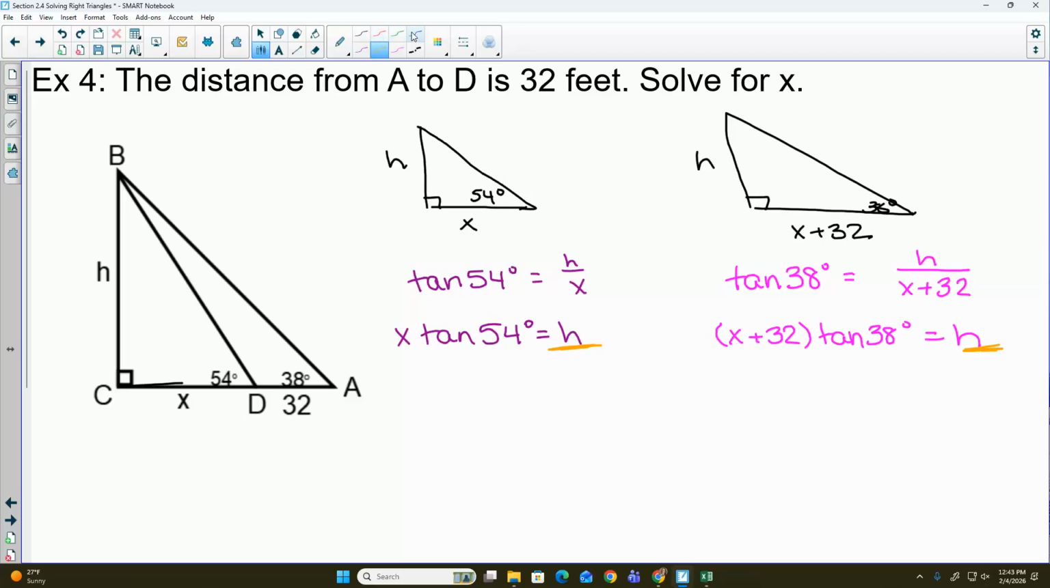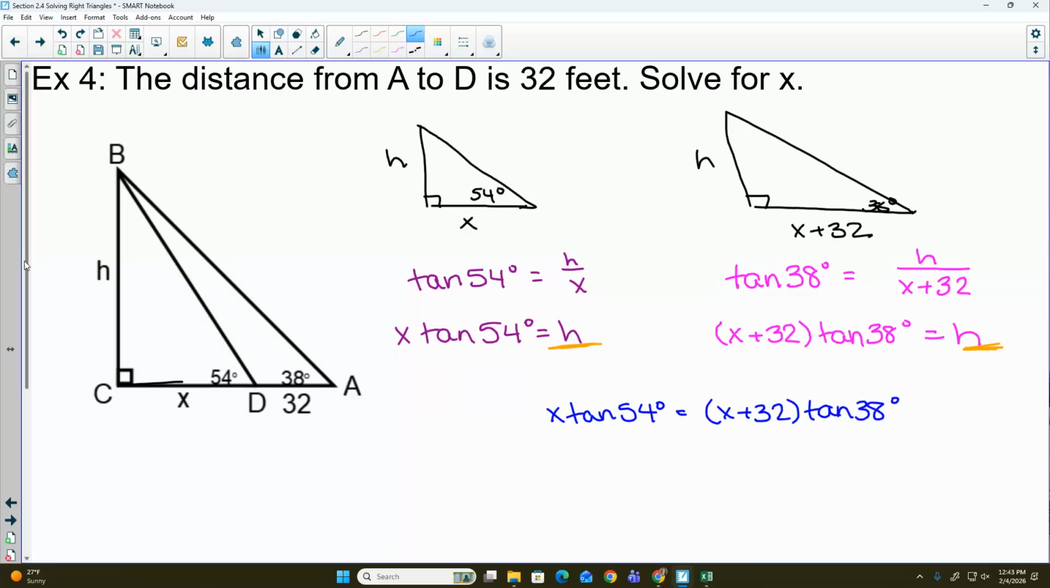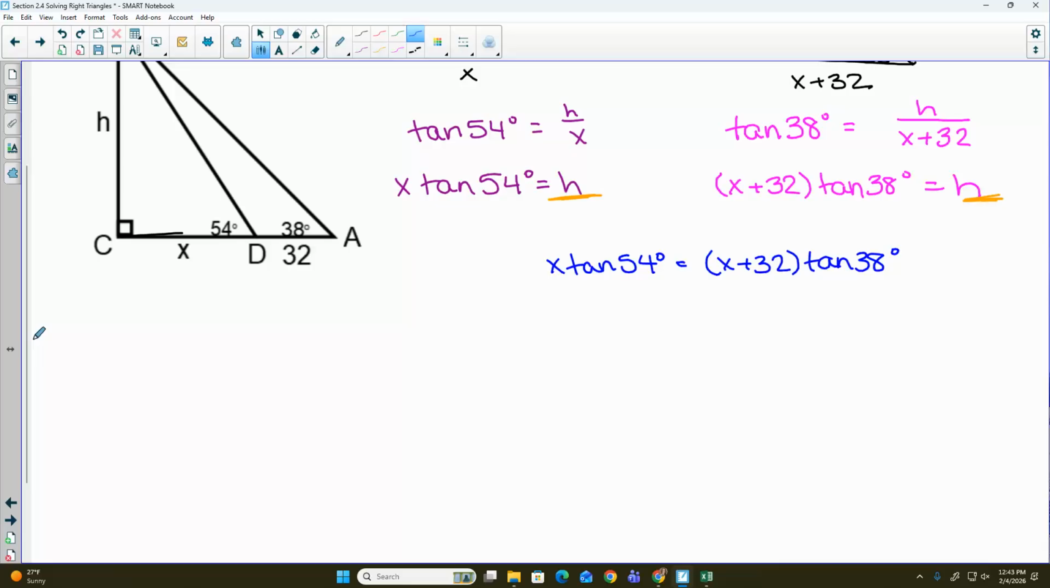So we can make a new equation where we say x tangent of 54 degrees equals x plus 32 tangent of 38 degrees. Okay, is this a fast problem? No. But really, I gave you problems uglier than that to solve in college algebra. Okay, this is solving an equation. You've solved much worse equations. Tangent of 54, tangent of 38, those are just representing some number.